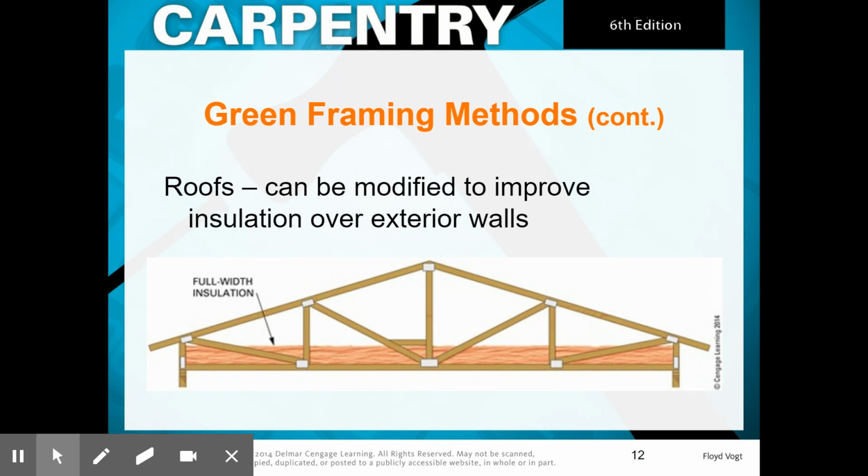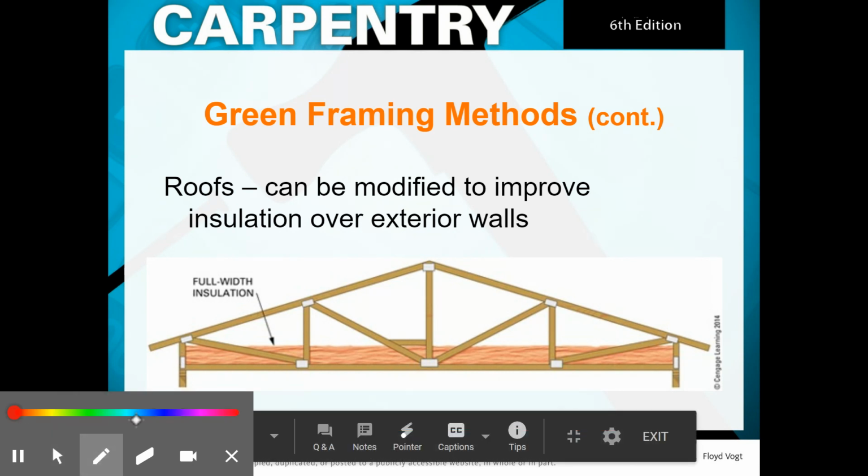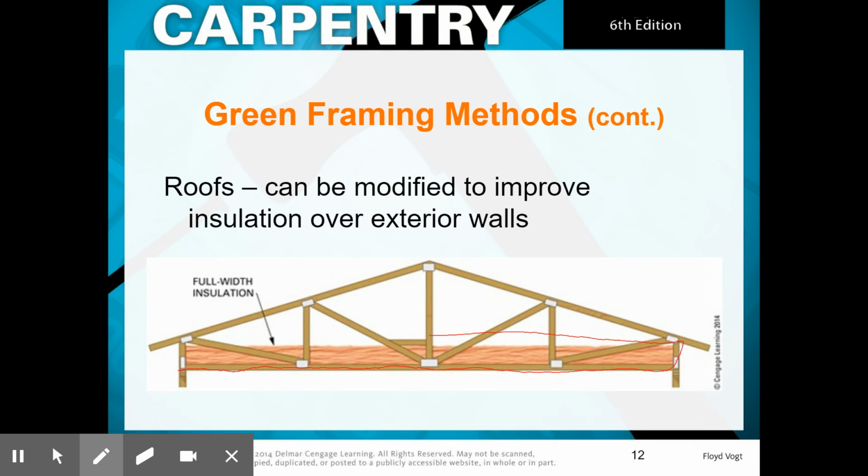So in continuing with saving costs, roofs can be modified to improve insulation over the exterior walls. And so you can see here, we're able to insulate the entire width of the house. And what that does is it creates a barrier and it increases the efficiency of the house by not allowing cool air or hot air in, depending on the time of year, or slowing it down.